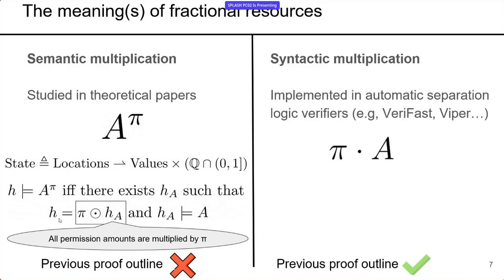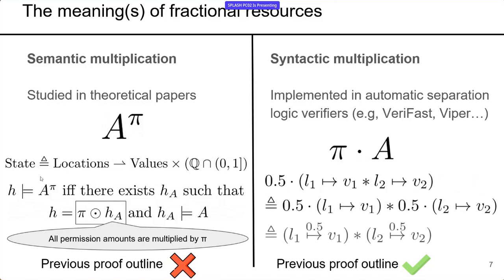So the way it works, we write it like this, pi times A, and the way it works is really syntactic. So as an example, if we want to compute 0.5 times permission to L1 star permission to L2, we just take this 0.5, we distribute it over the star. So we have 0.5 times permission to L1 star 0.5 times permission to L2. And then we push it again until we reach permissions here. And we can go back to fractional permissions. And this syntactic multiplication is easy to automate, and the previous proof outline works.